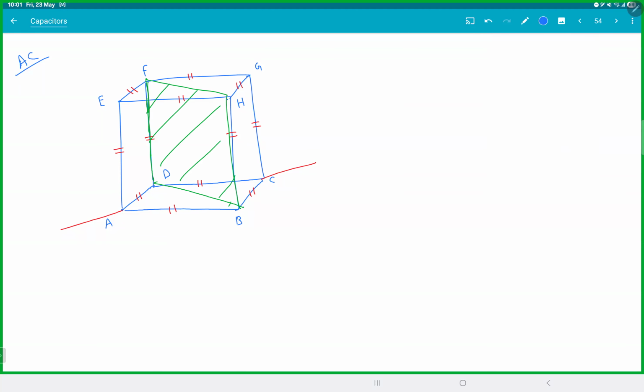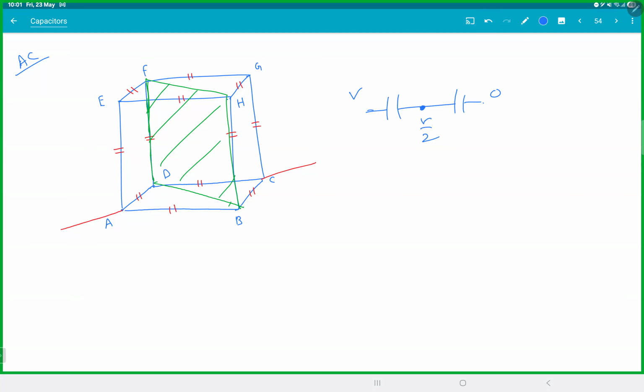If I go from A to C, how can I go? A, D, C. D is the midpoint, agreed? A, B, C, B is the midpoint. A, E, F, G, C, F is the midpoint. A, E, H, G, H is the midpoint. Now you tell me, if you have a circuit, if left side and right side is looking same, and you have a midpoint, and if this is V and this is 0, what is the potential here? V by 2, right?